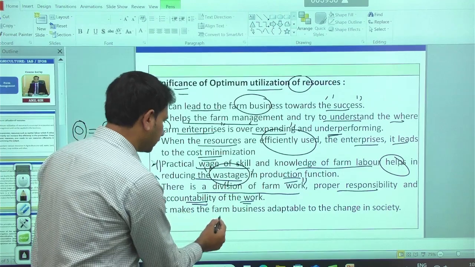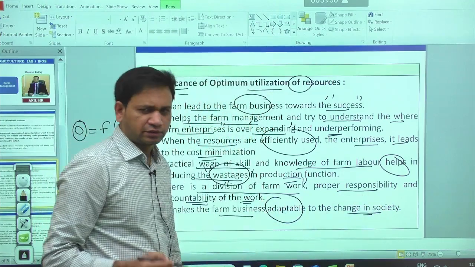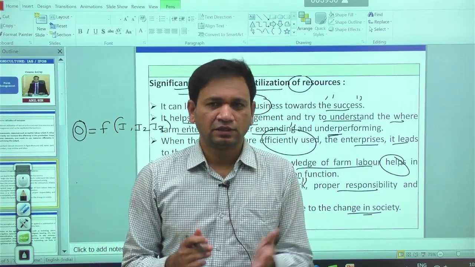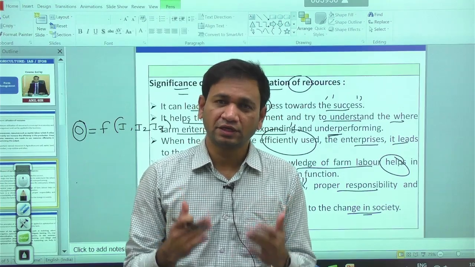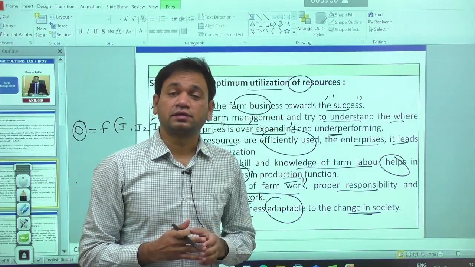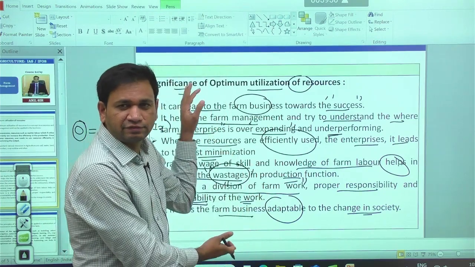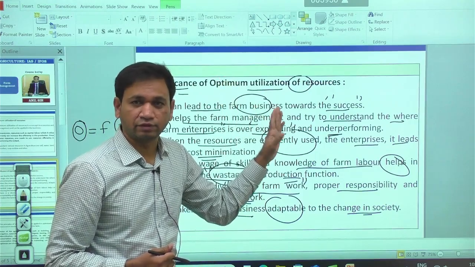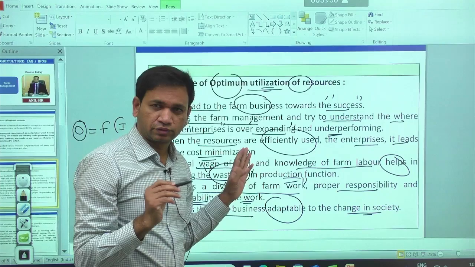Then it makes the farm business more adaptable to changes in society, because at present every 5 or 10 years there are changes in society. According to the changes, we need to adapt and adjust to the changing environment. Only then can enhancing the income of the farmers be possible. So these are some of the significant benefits for the stakeholders in the given piece of land when there is optimization of the use of resources.